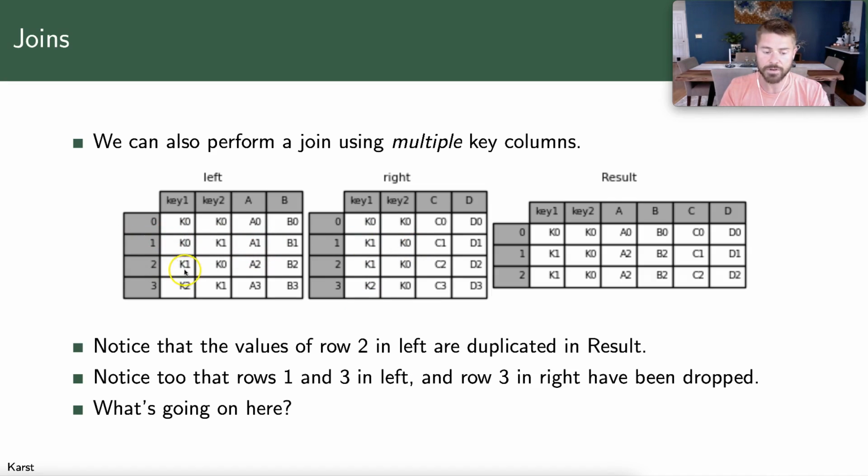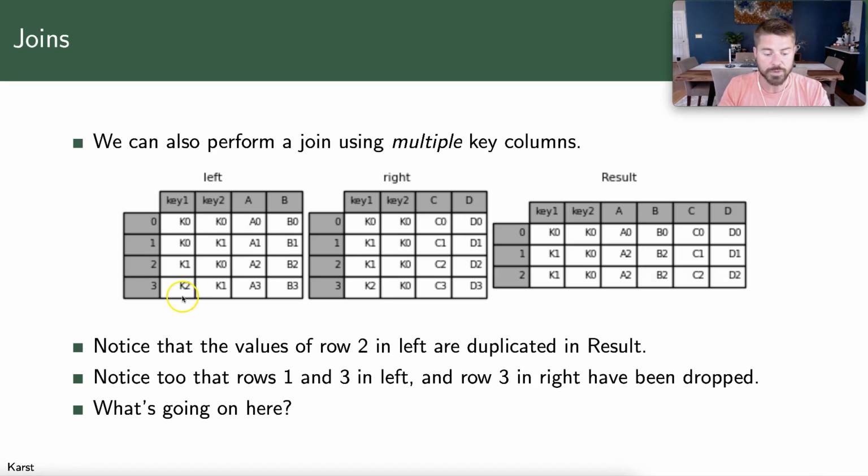And then it says, okay, I've got K1, K0 here, but I have 2 of them here. So what do I do in that situation? Well, I do both of them. I do A2, B2, C1, D1, because that's a match. That's the first one. And I do A2, B2, C2, D2, because that's also a key match. So notice that I have a duplicate key now. Why? Because I had a duplicate value of that key inside right. Even though it was contained only once in left, I have it twice in right. So we can get some blow up. We'll talk about that a little bit more.